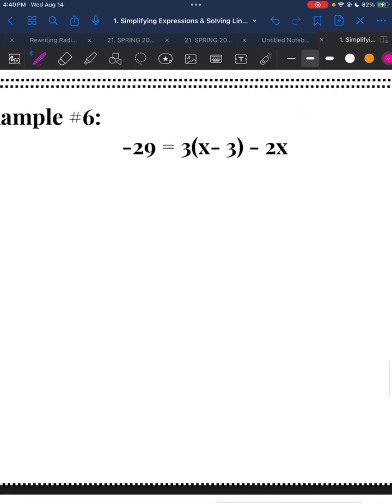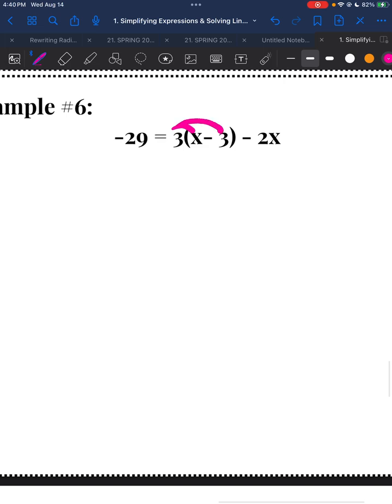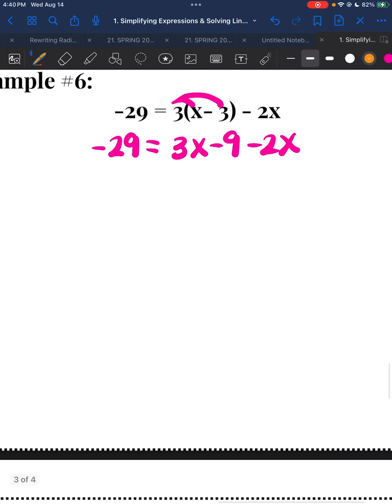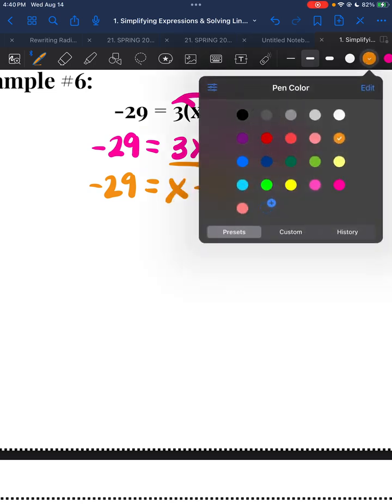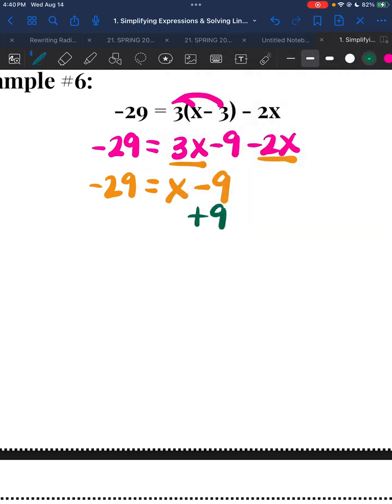Number 6, I see parentheses, so I distribute. And I get 3x minus 9 from distributing. Bring down the minus 2x. On the left, it stays the same. On the right, I can combine these two. 3x minus 2x is 1x. And then bring down the minus 9. Last step is to add 9. And I get negative 20.